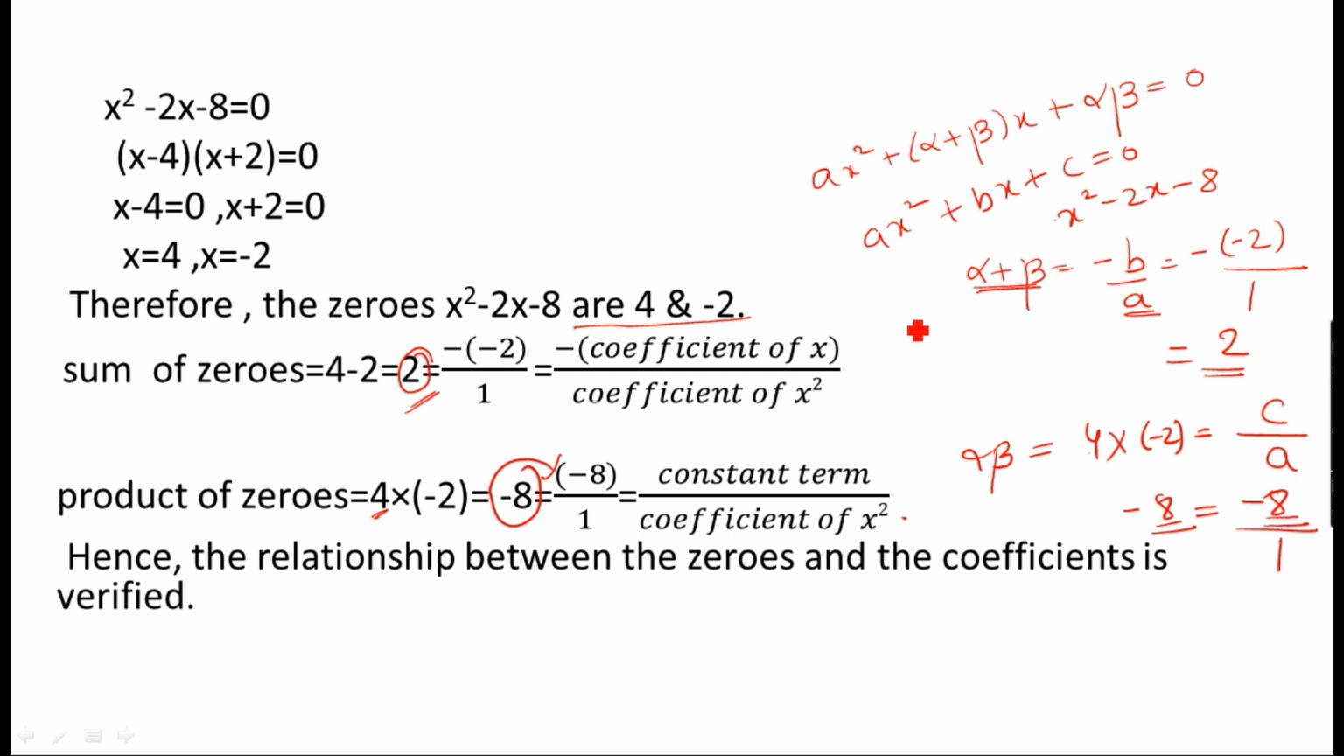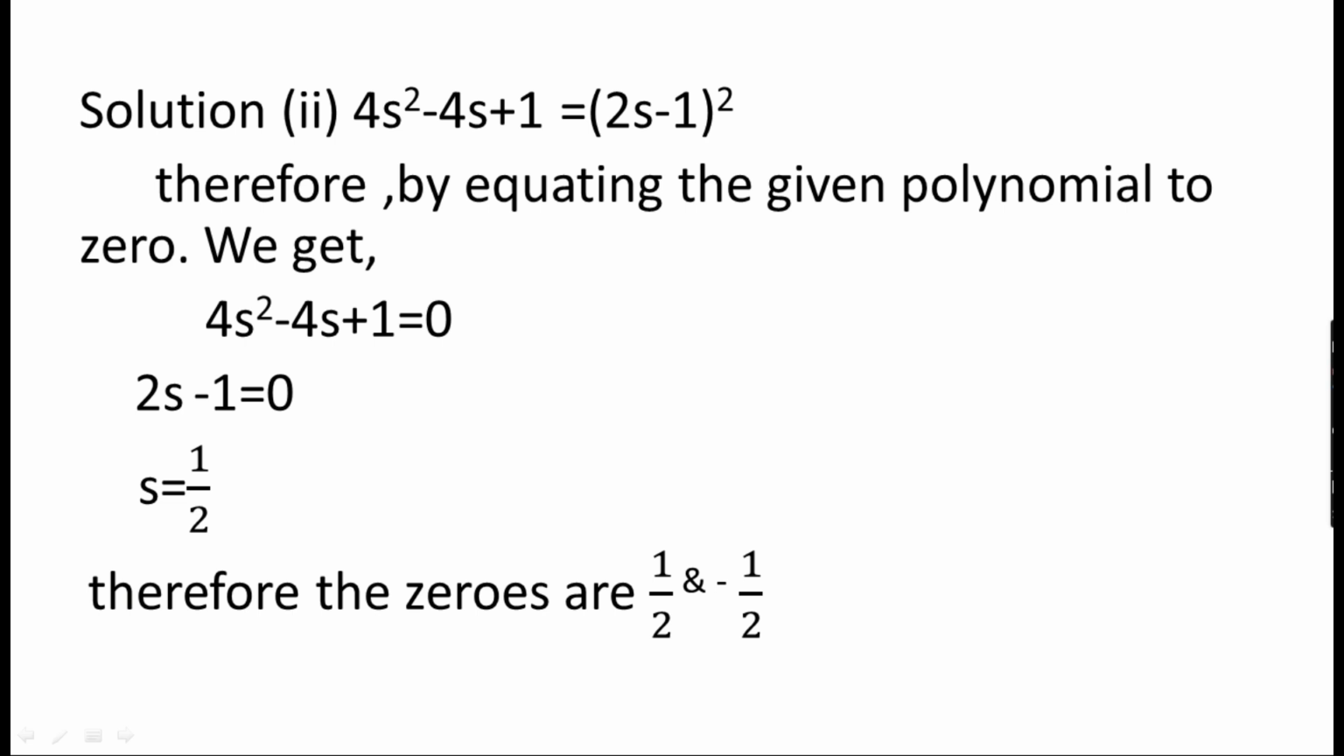From here, we have proved that alpha plus beta, alpha is 1 root, beta is 2nd root. Alpha plus beta, alpha is 4, beta is minus 2, is equals to 2. And this 2 is equals to this 2. Hence, we verified the relationship between the zeros and the coefficient of the polynomial. Now, let us come to the next part of the question.